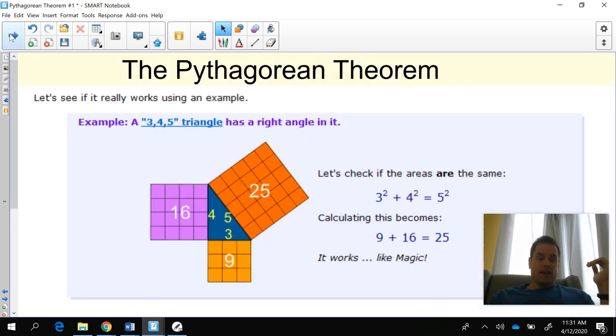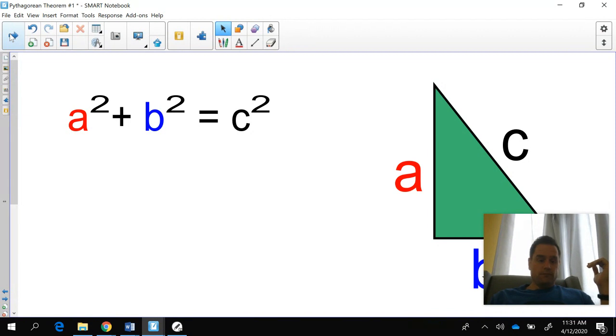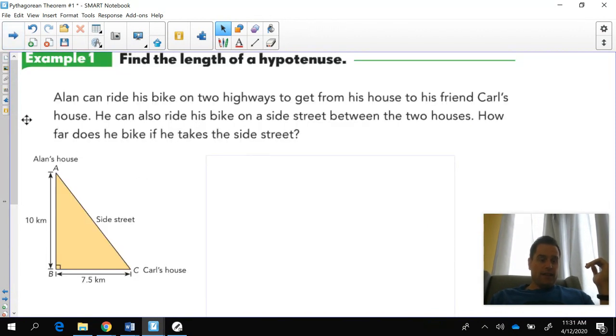So let's take on our first problem. In this case, we have example 1.